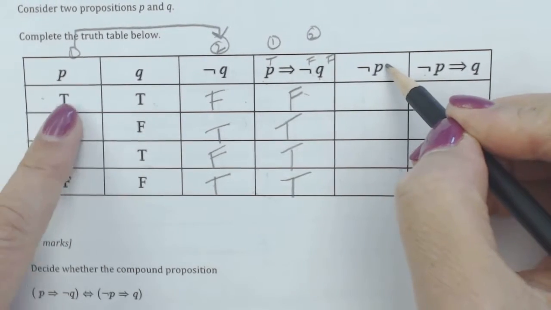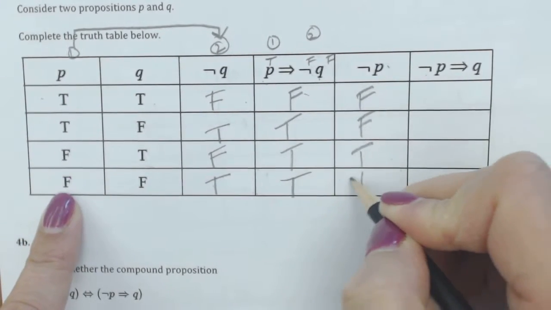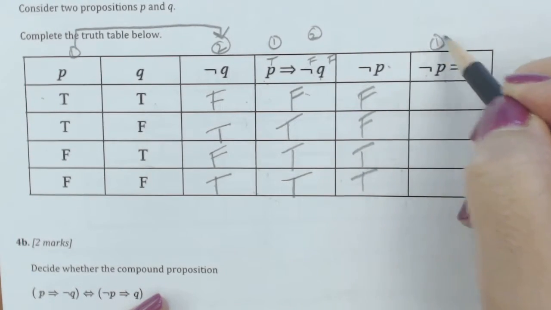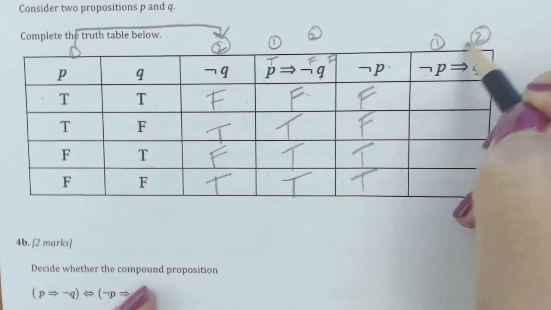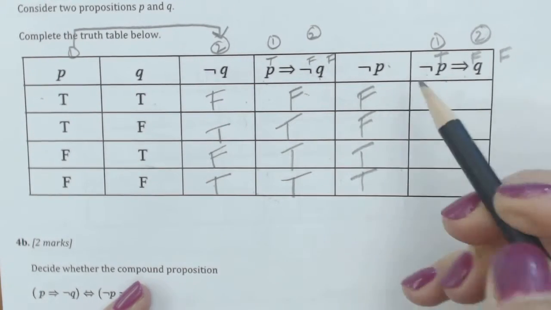Okay, let's do not P. So we're going to look at P. Let's negate: false, false, true, true. What's next? If not P, then Q. So again, this one has to be true and that one has to be false for the whole thing to be false. Let's see where we're going.